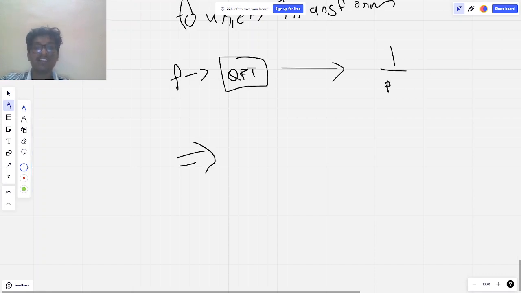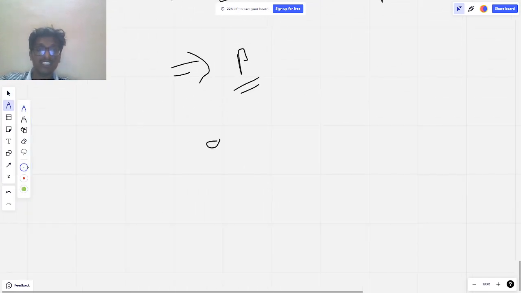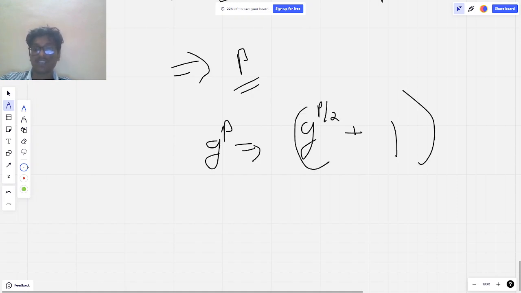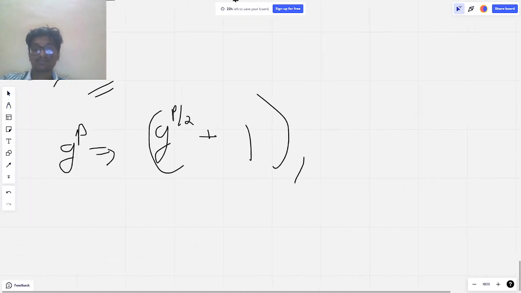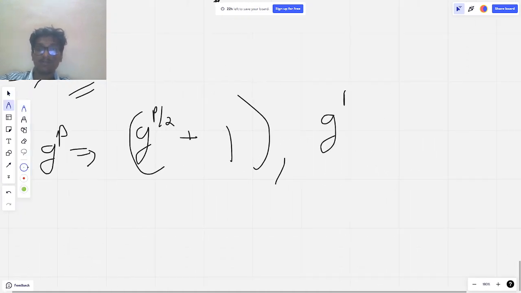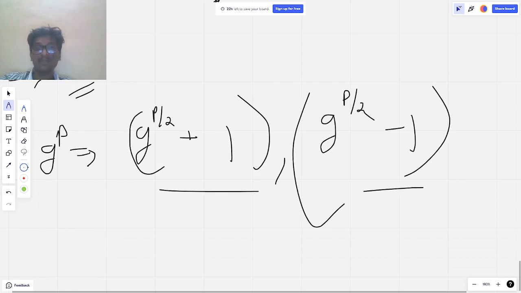And with this 1 by p, we can derive p, and finally, with this p, we can find g power p, and with this g power p, we can find g power p by 2 plus 1 and g power p by 2 minus 1. So these two will definitely be numbers which share a factor with n.